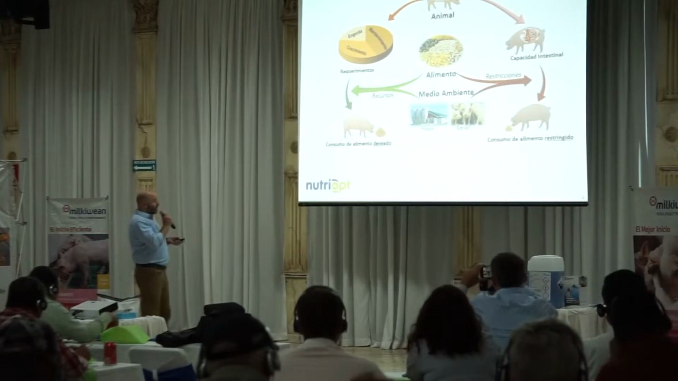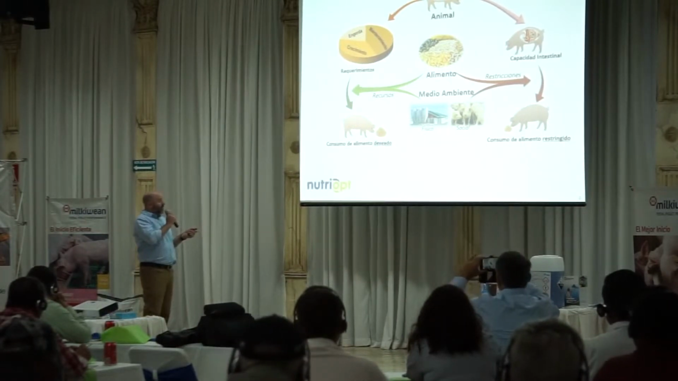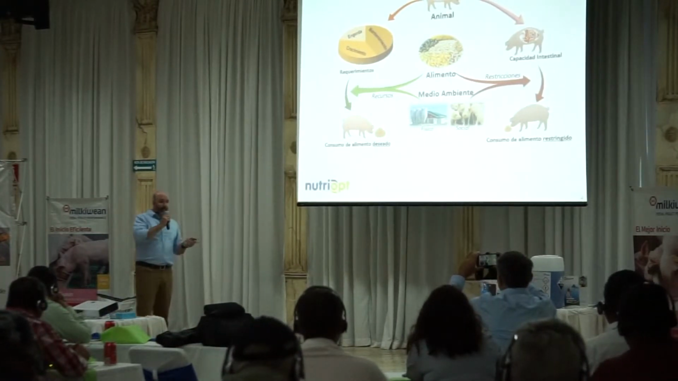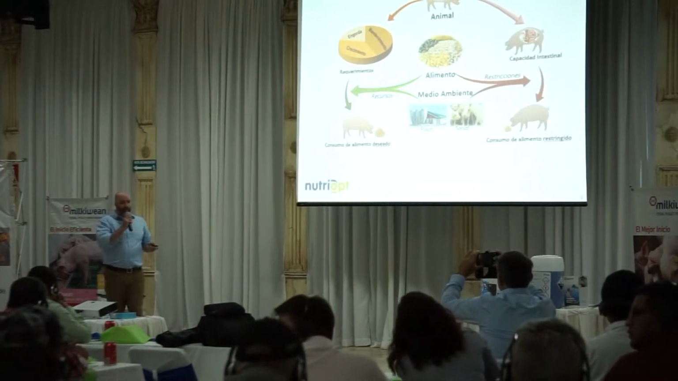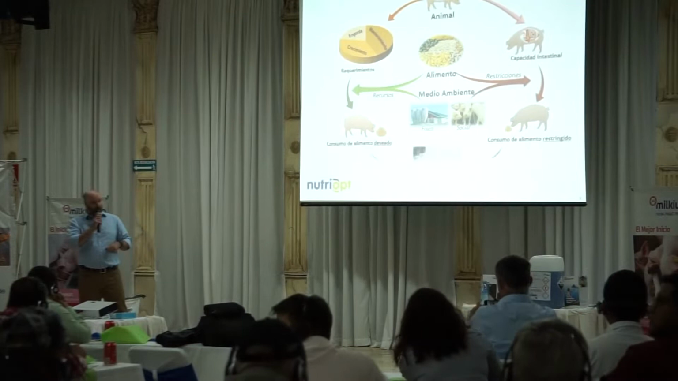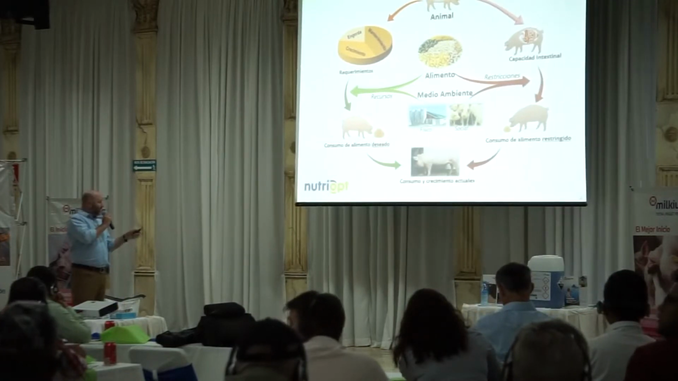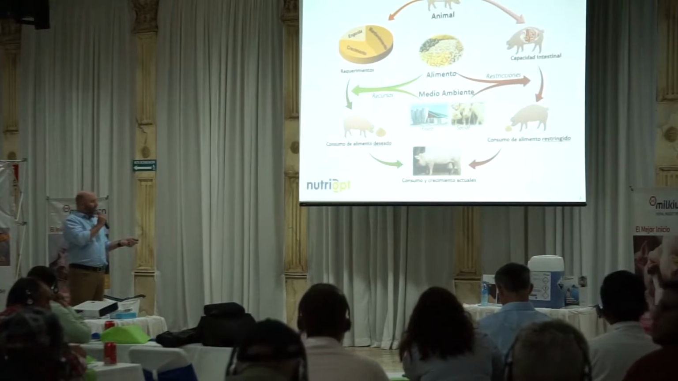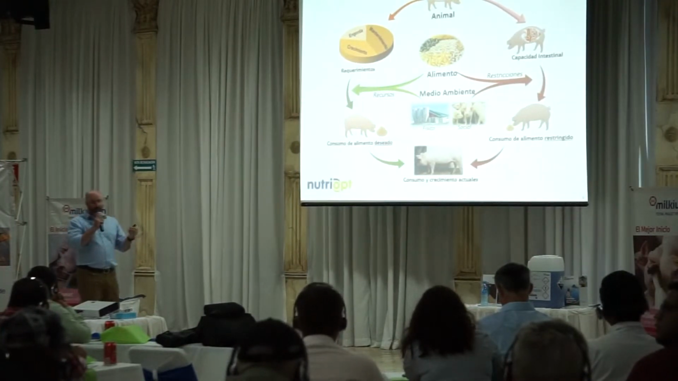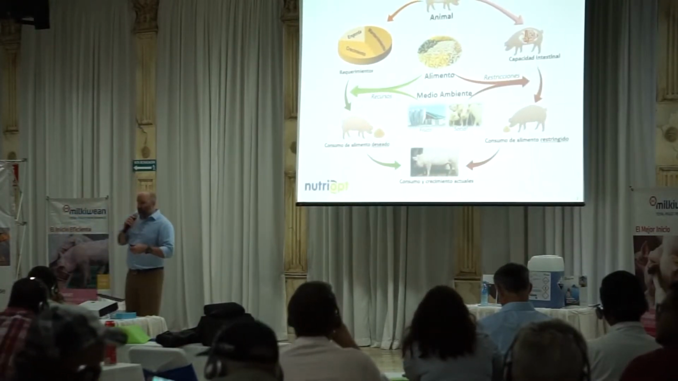There are also restrictions in feed composition and in environment. And when you balance these, you get a restricted feed intake. And what the model does is it looks at the desired intake of the animal and the restricted intake of the animal and comes up with an actual daily feed intake and growth.